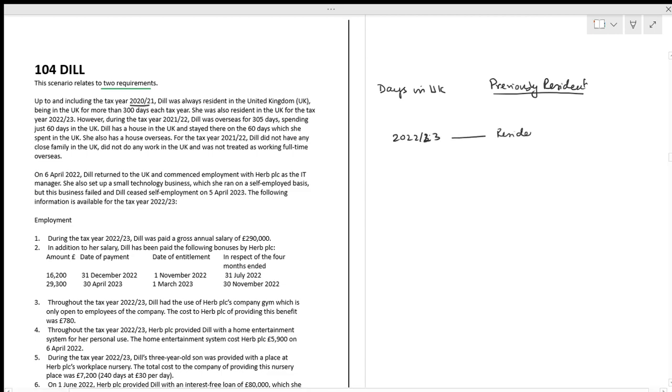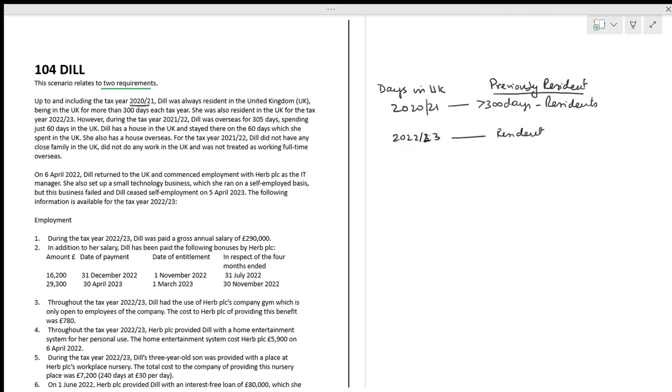Next, in 2021, she is also resident, with more than 300 days. More than 300 means resident. If you are there for more than 183 days, automatically you will become a resident.